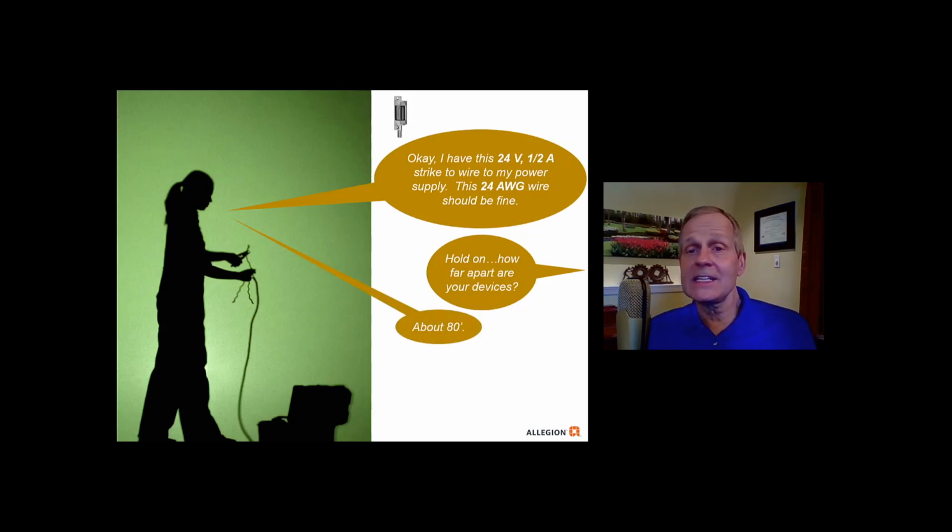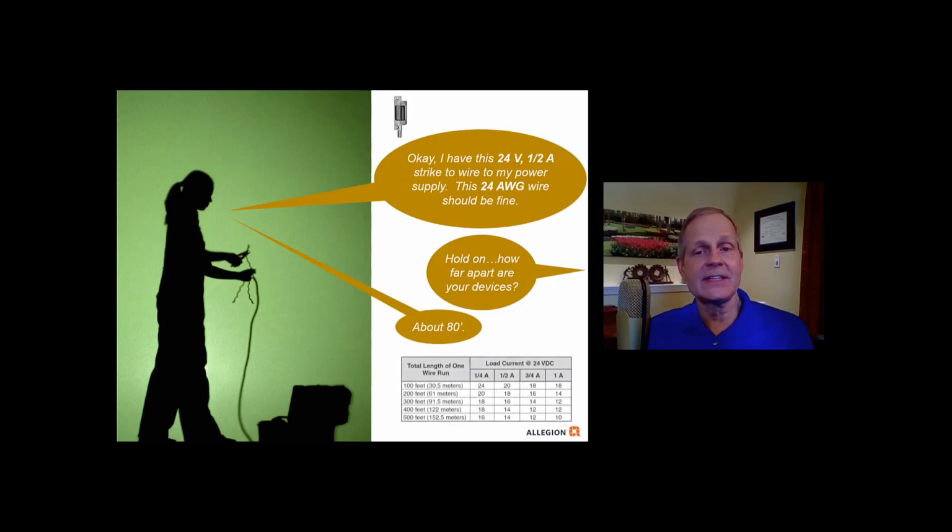Okay, so the installer is saying it's about 80 feet. So once again, we've got 1/2 amp, 24 gauge wire, and 80 feet. So if we bring in this chart right here, we know that it's 24 volts. We look at the column that says 1/2 amp, and if we go to 24 gauge wire, and it's about 80 feet apart. So once again, 1/2 amp, 24 volts, 24 gauge wire.